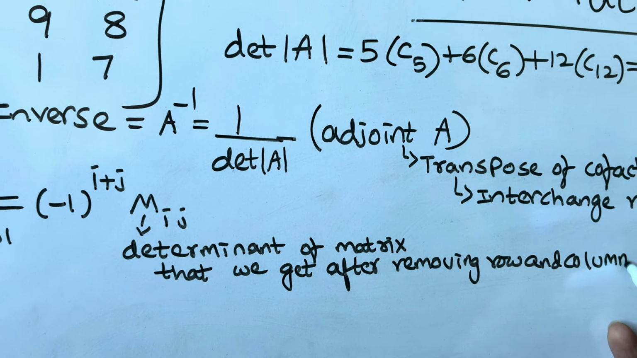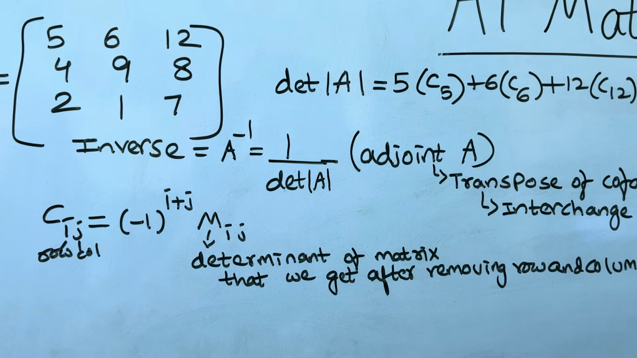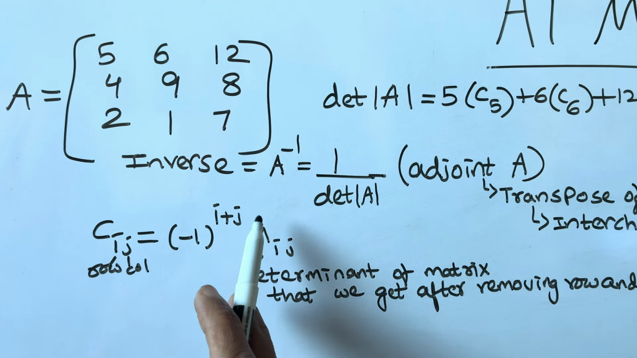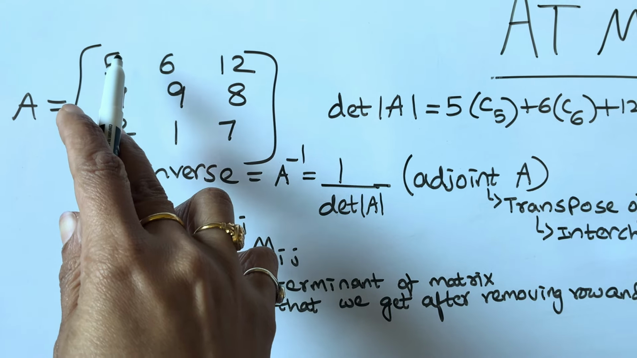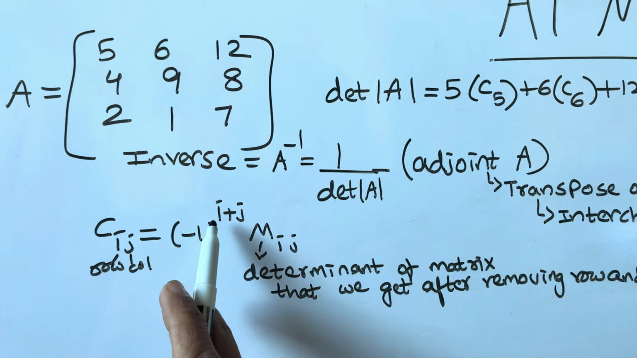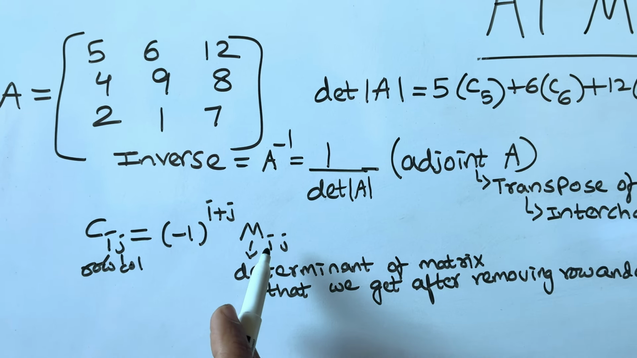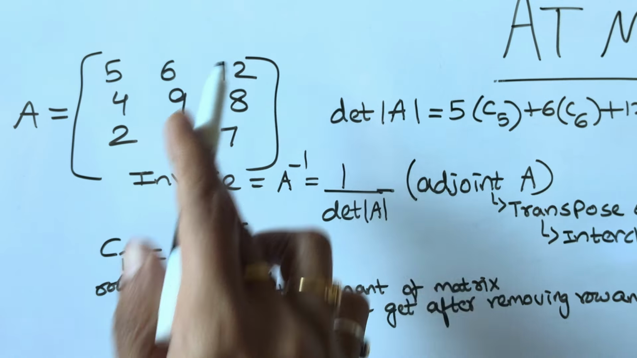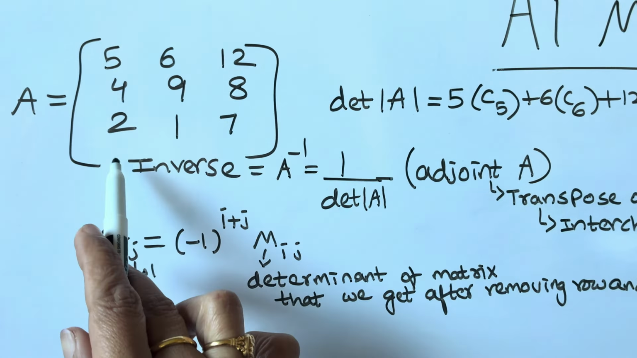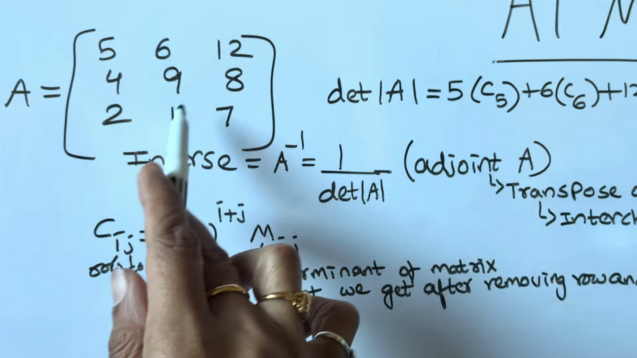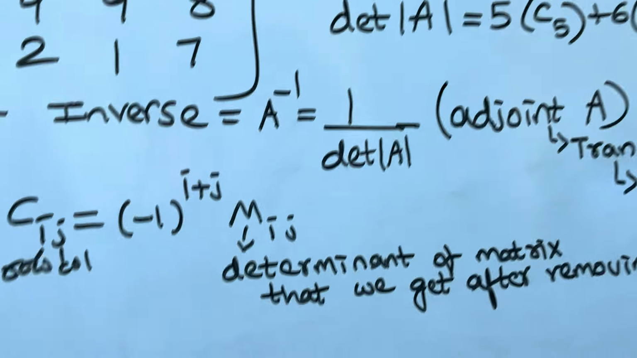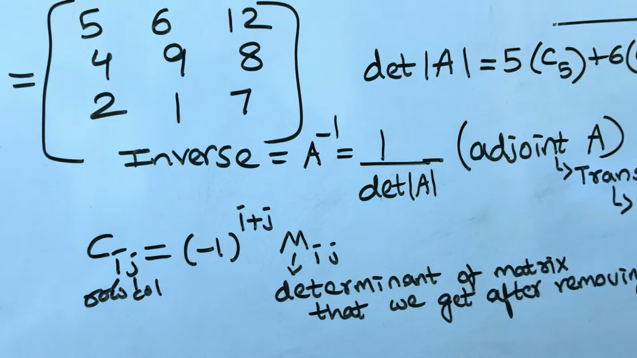Suppose we want to find the cofactor of 5. I need to take minus 1 to the power i plus j. It is the first row and first column, so 1 for i and 1 for j. Minus 1 to the power 1 plus 1, and the minor would be found by removing the row and column of that element. So I'm going to remove my first row and first column. The remaining matrix would be 9, 8, 1, 7. That would be the determinant. And I'm going to multiply my minus 1 power with the determinant.